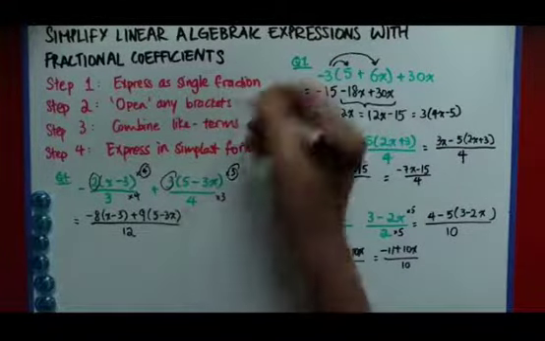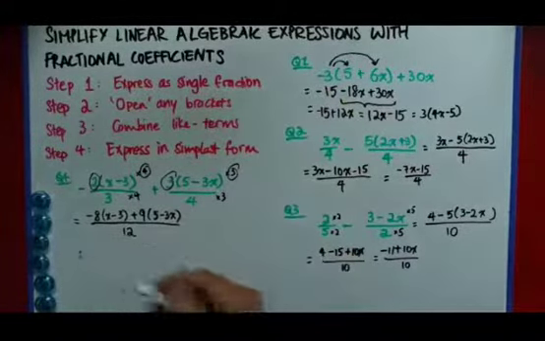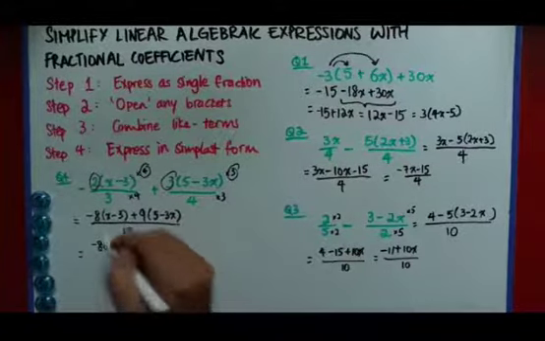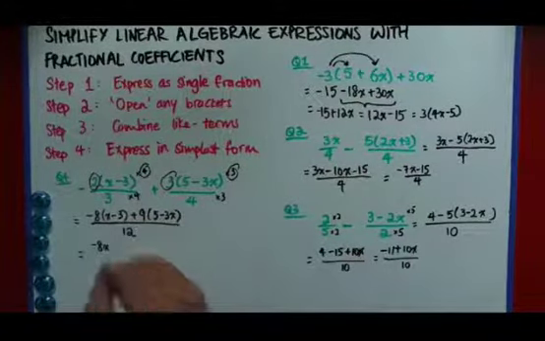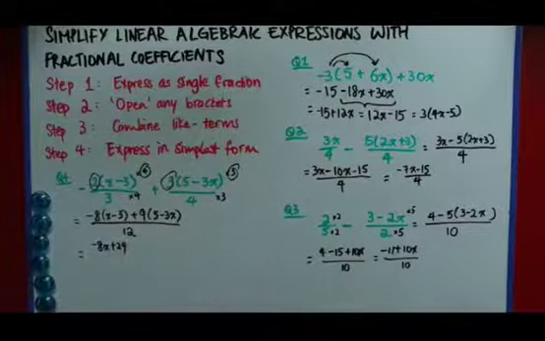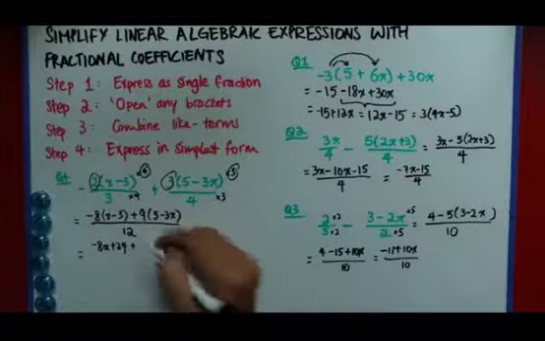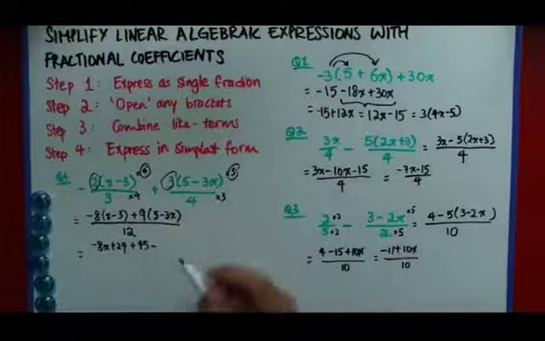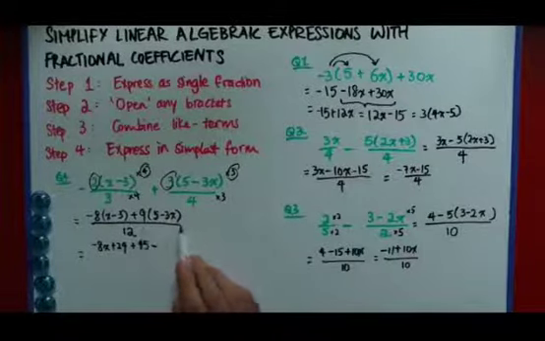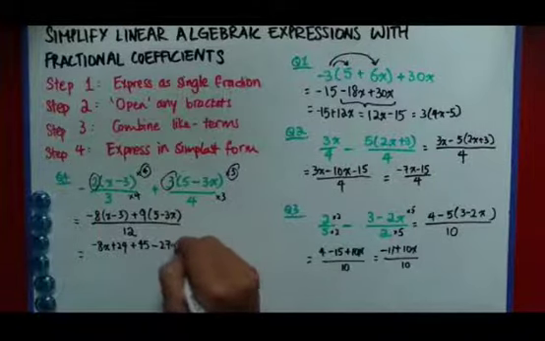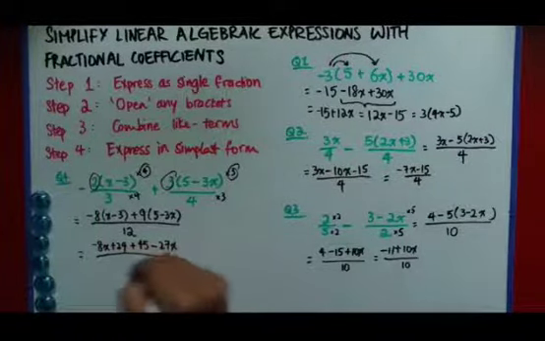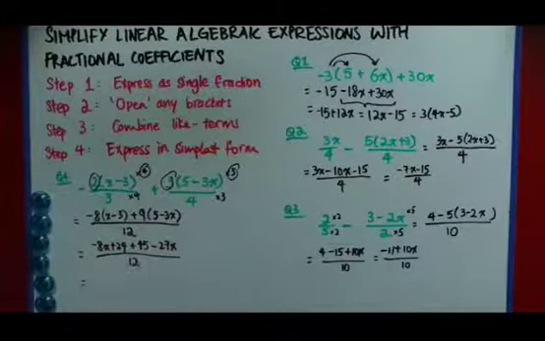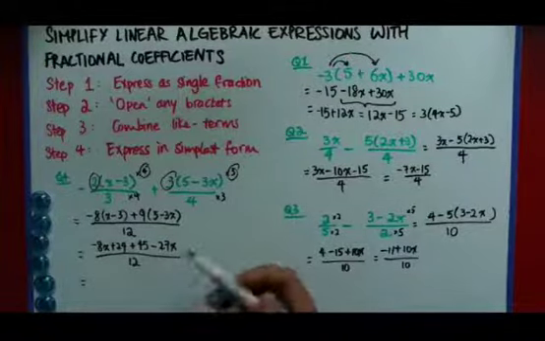So the next step, open any brackets. I got minus 8x, minus times minus, so it's plus 24, plus 9 times 5, which is 45. Now I have to minus again, minus 9 times 3, which is 27x over 12. Now all we have to do is combine like terms. So 24 and 45 go together.